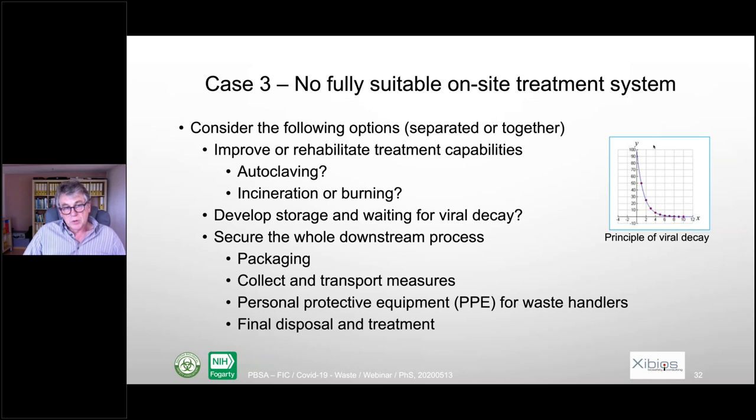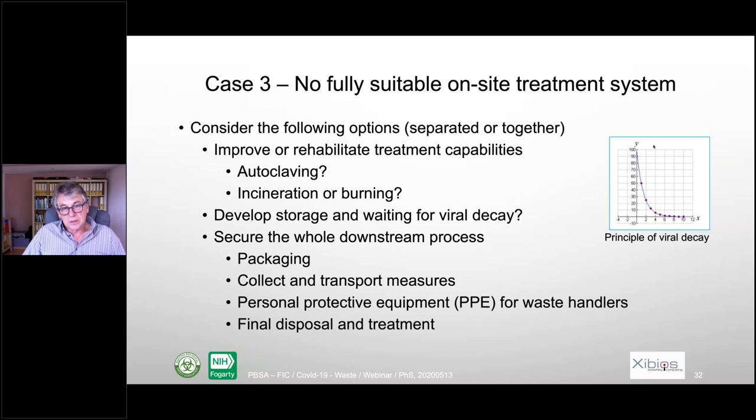A first possible option would be to improve or rehabilitate treatment capabilities. So for instance, if you have some autoclaves which are not in use, in that case, perhaps you should do some maintenance on those pieces of equipment and start autoclaving again. You might also have an incinerator which is not used because it's too expensive and so on. In that case, you could also do some basic maintenance and then use it. If you are in a remote place, you could also do some burning.